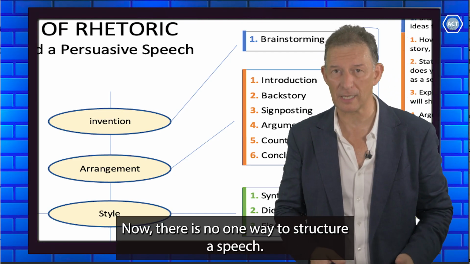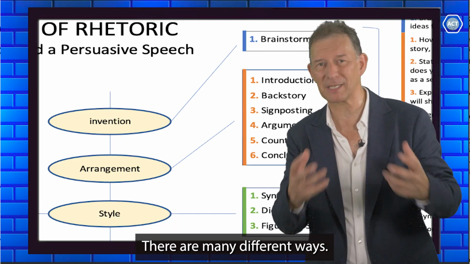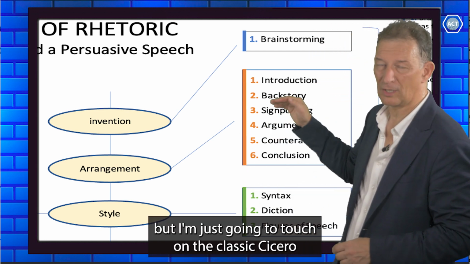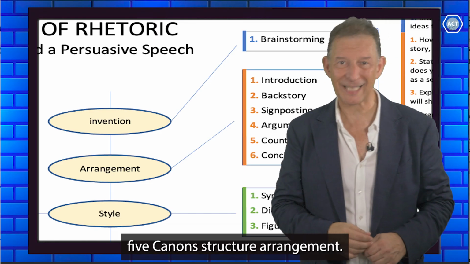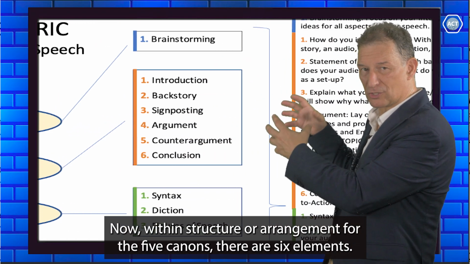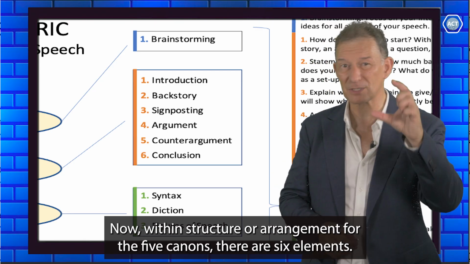Now, there is no one way to structure a speech. There are many different ways. I'll cover some of those in a different video. But I'm just going to touch on the classic Cicero five canons structure, arrangement. Now, within structure or arrangement for the five canons, there are six elements.